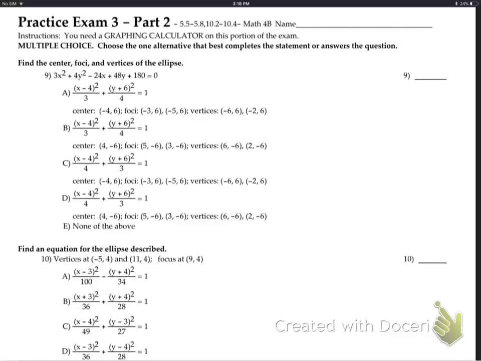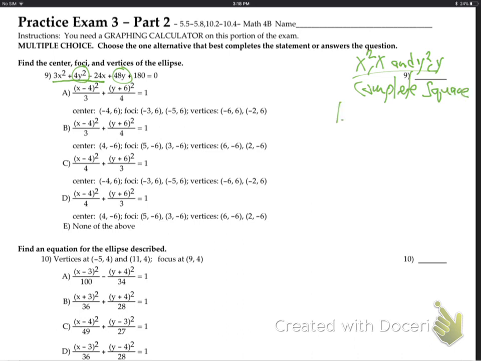Okay, so here's practice exam 3. I'm starting on part 2, number 9. Alright, so when we see x squared with regular x and y squared with regular y, that means you have to complete the square.